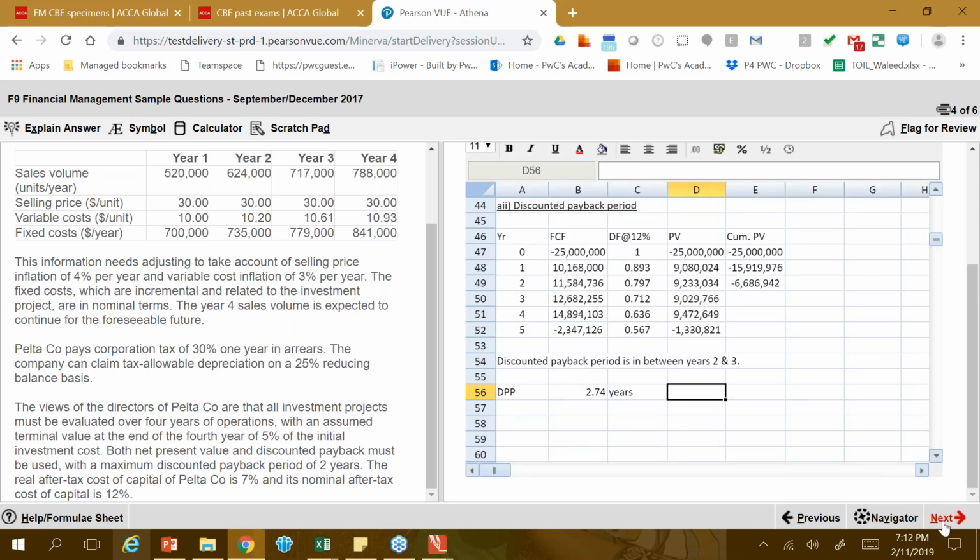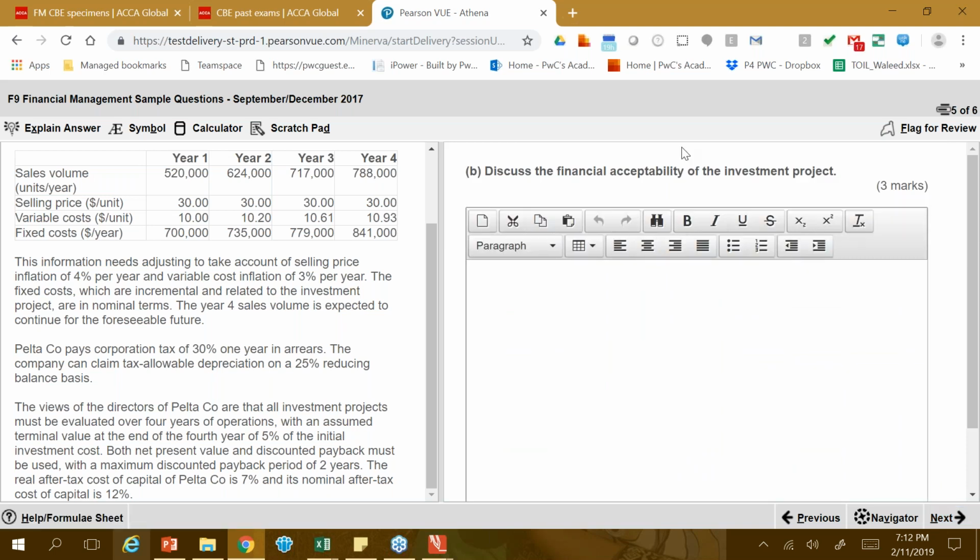Okay, so very interesting requirement. Discuss the financial acceptability of the investment project for 3 marks. So I would like to take the remaining time here, about 10 to 12 minutes, showing you how to construct sentences, how to do the discussion. Now, one of the biggest worries of the examining team of financial management is that candidates worldwide at times are not able to construct sentences and write their answers to non-number requirements well.